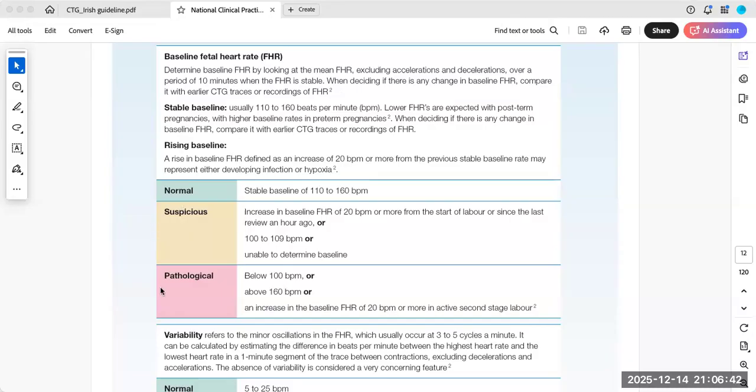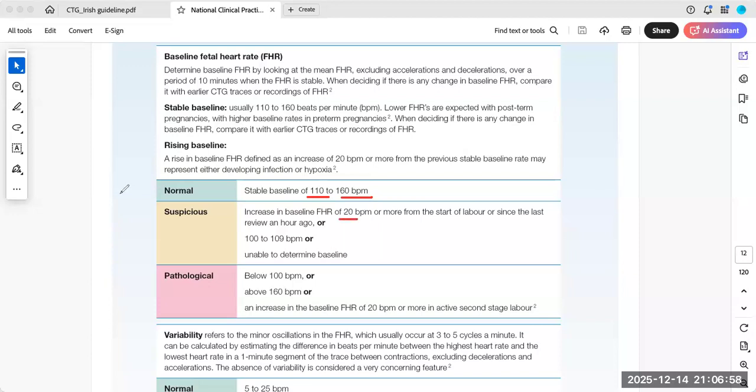It's normal, suspicious, or pathological. What is a normal fetal heart rate? This is between 110 to 160. What is suspicious? Suspicious is when there is an increase in the baseline fetal heart rate of 20.